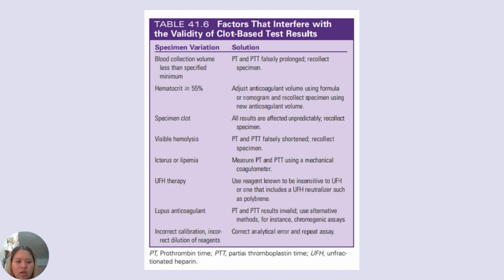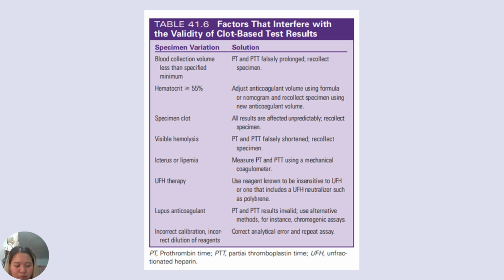The solution is to recollect the specimen. Hematocrit greater than or equal to 55%: the solution is to adjust anticoagulant volume using a formula or nomogram and recollect the specimen using the new anticoagulant volume. In a clotted specimen, all results are affected unpredictably, so recollect the specimen. Visible hemolysis: PT and PTT are falsely shortened, so recollect the specimen.